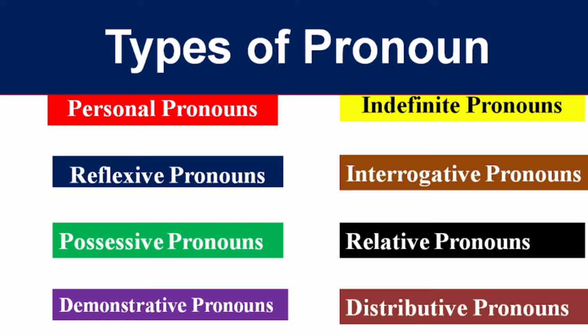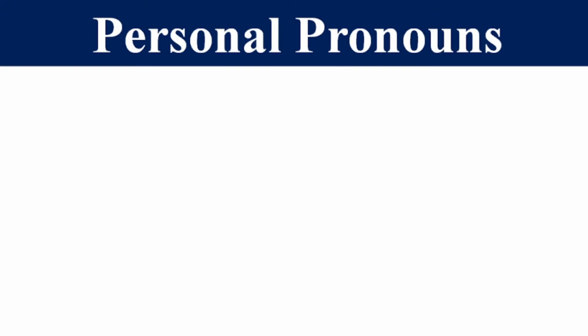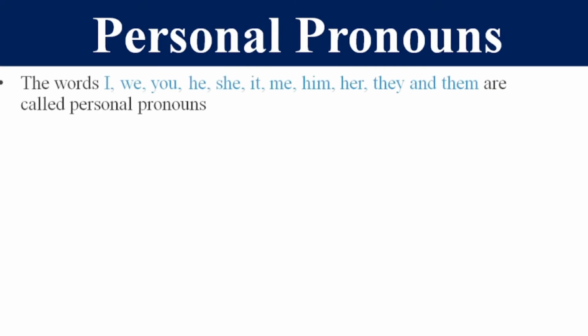Now we'll go into detail on each type of pronoun. Look at the personal pronouns. Personal pronouns are words like I, we, you, he, she, it, me, him, her, they and them. These pronouns are called personal pronouns.